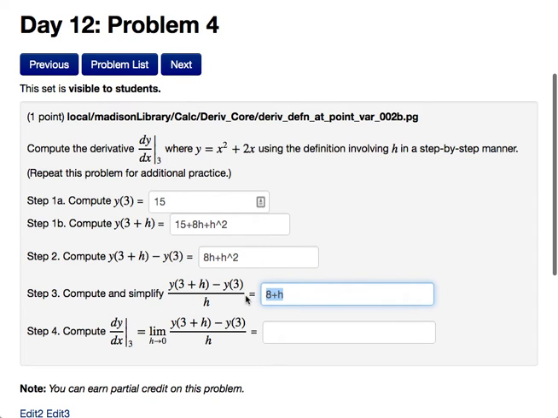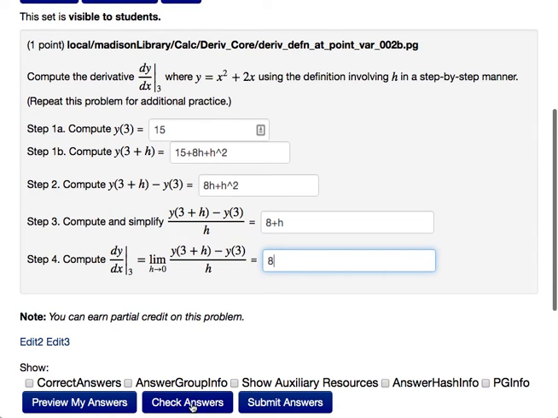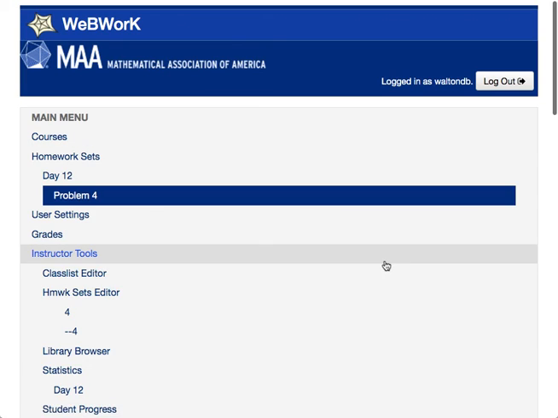This is the average rate of change as a function of h. And the derivative, or the slope of the tangent line, is what the slope of the chord is as h goes to 0. So as h turns to 0, we get a value of 8. All right, so this is our value.